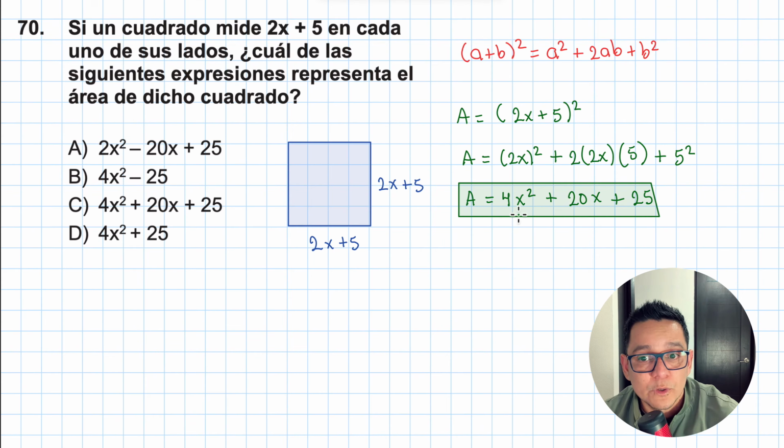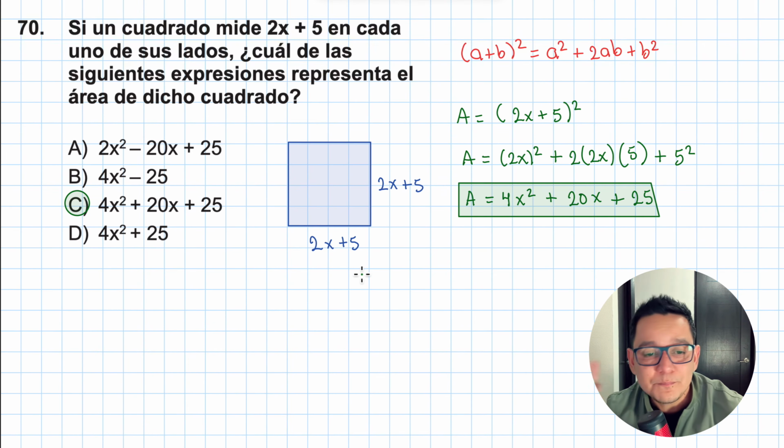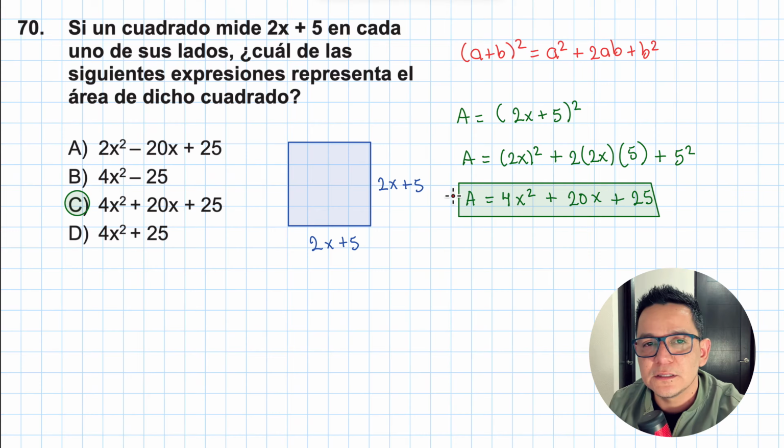4x squared plus 20x plus 25, which is the one here in option C. Right? It would be this one over here. But let's see. I promised you I would explain it in 2 different ways. This was the more classic one. I think it's simply expanding the binomial squared, but there's another way that's quite elegant.